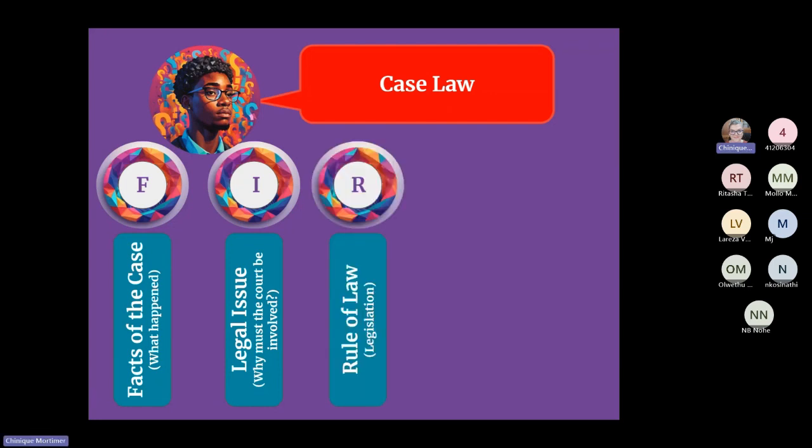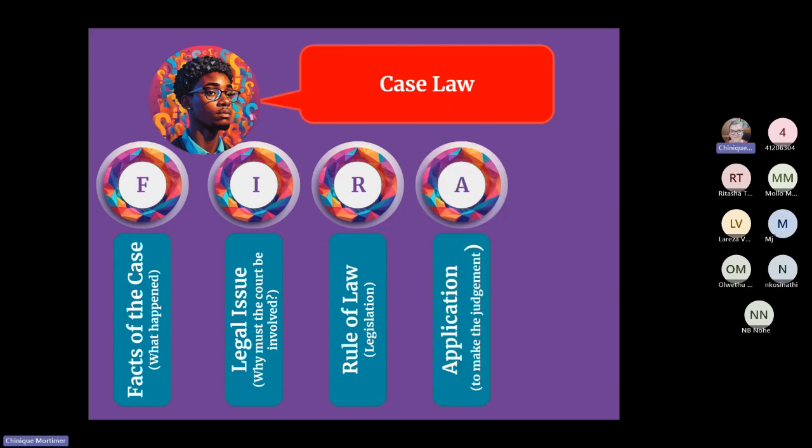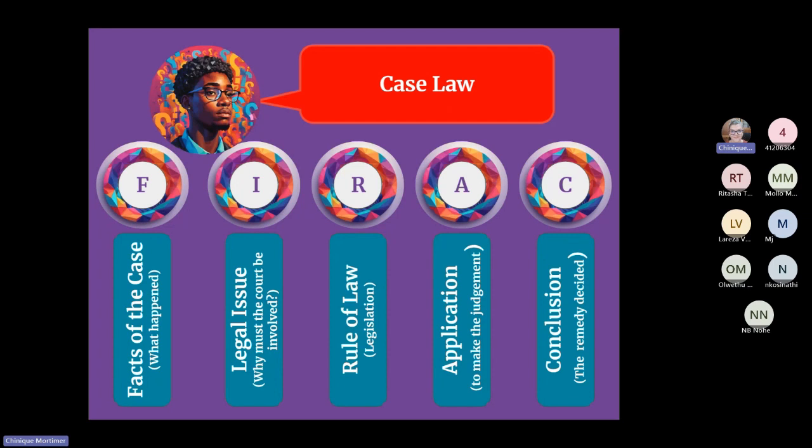The rule of law is the legislation that the judge is going to use to make a ruling in that specific case. They're going to apply the rule of law to the legal issue or to the facts of the case, right? And then they are going to say, okay, what is the remedy that needs to happen during this specific case? So either we're going to pay each other damages, or someone is going to spend time in jail, or whatever the case may be, right? So this is basically how we summarize a case.